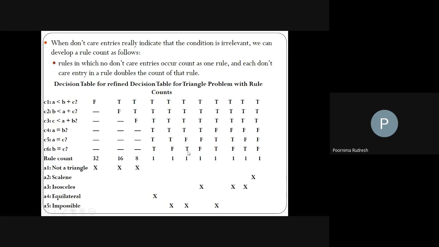Similarly, the second one, this rule is also for the impossible case. See here, A is equal to B is set and B is equal to C is set. Then A is equal to C set as false is not possible.